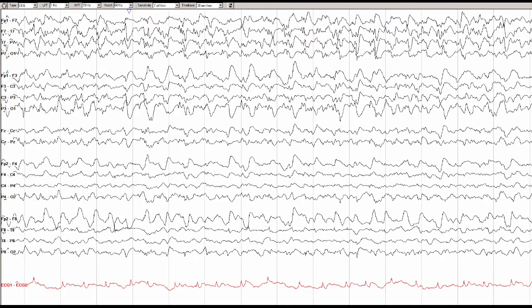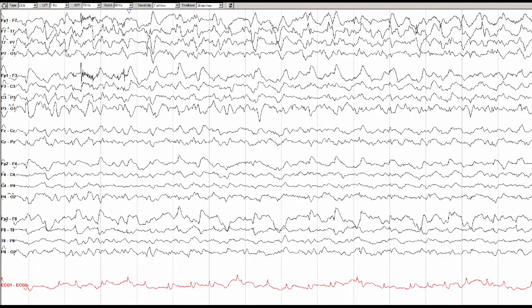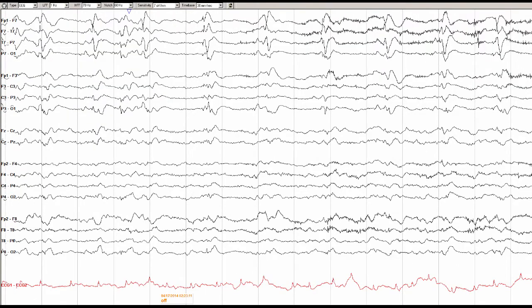The rhythm becomes lower frequency but higher voltage, continues to slow in terms of frequency, and then gradually stops. At the end of the seizure, we see that there is a re-emergence of the lateralized periodic discharges. Again, one of the most important considerations is that when you see lateralized periodic discharges, you should continue to record the patient to ensure that they do not develop electrographic seizures.